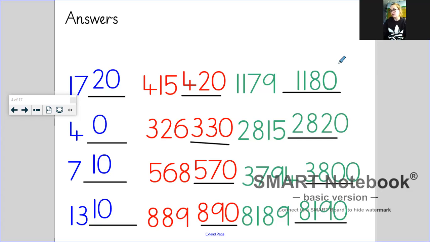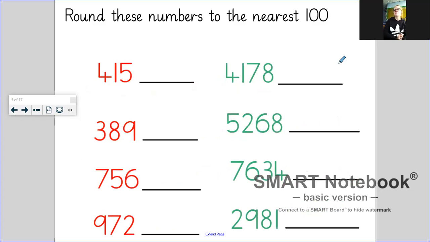Okay, that should have been enough time to mark those. Now let's have a look at the next one. Okay, round these numbers to the nearest 100.